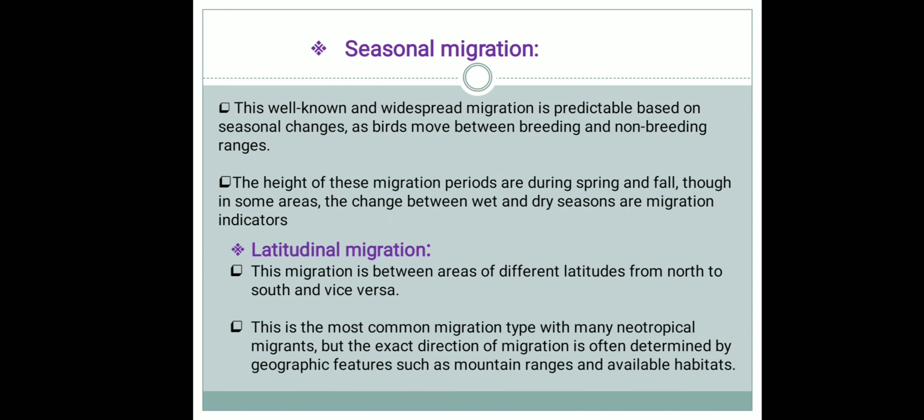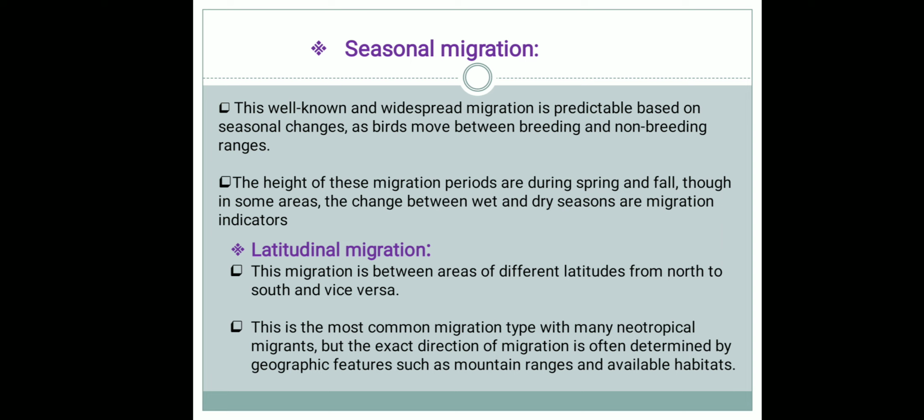Third, seasonal migration. This well known and widespread migration is predictable based on the seasonal changes as birds move between breeding and non-breeding ranges. The height of this migration period is during spring and fall. Though in some areas, the change between wet and dry seasons are migration indicators.